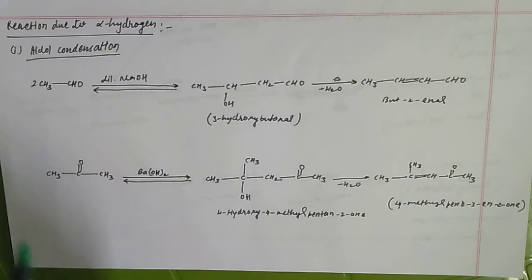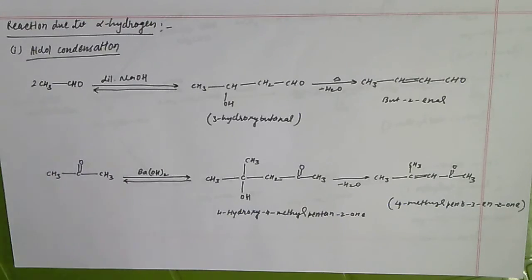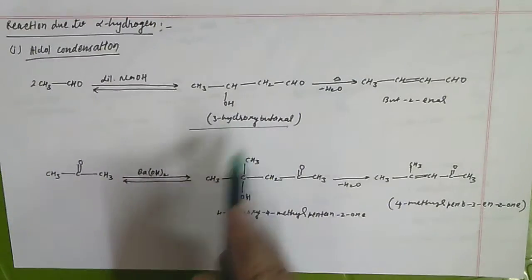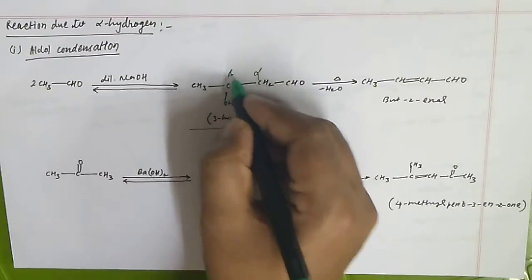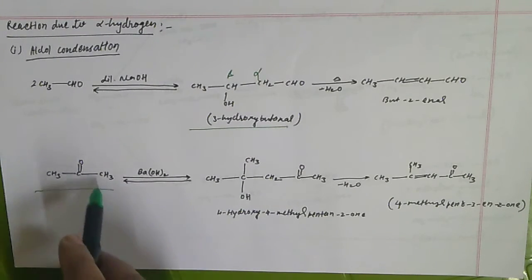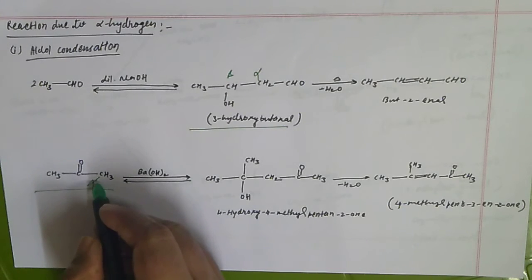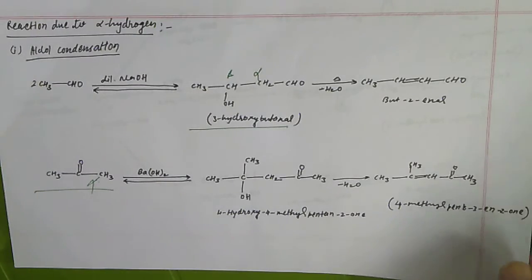So here, if you are taking 2 moles of acetaldehyde and treating with sodium hydroxide, it will give 3-hydroxybutanal. 3-hydroxybutanal can also be written as beta hydroxybutanal, and on the loss of a water molecule it will give but-2-enal. Now ketones also have alpha hydrogen, so they will also undergo the aldol condensation in the presence of base and give the condensation product.